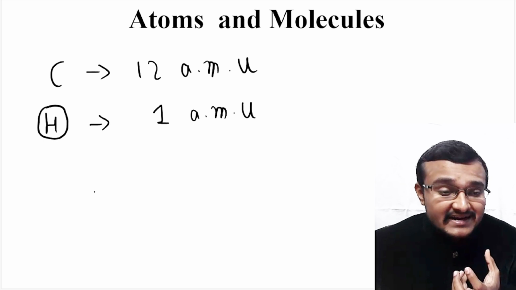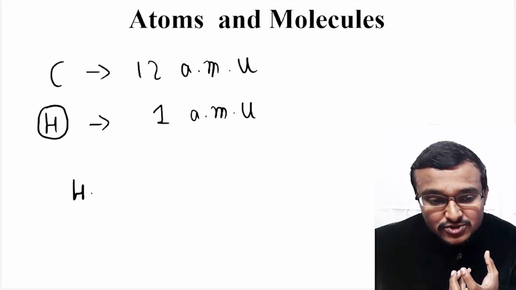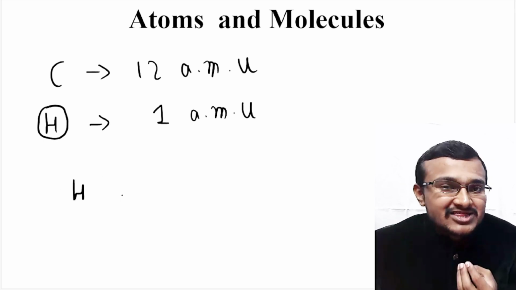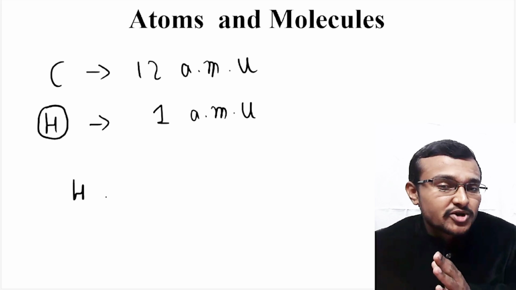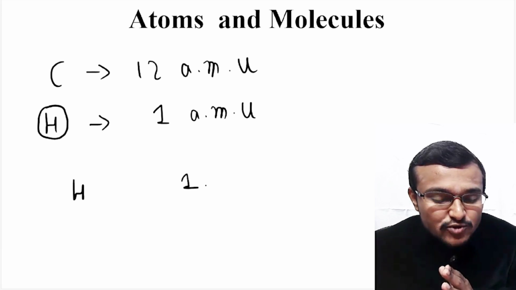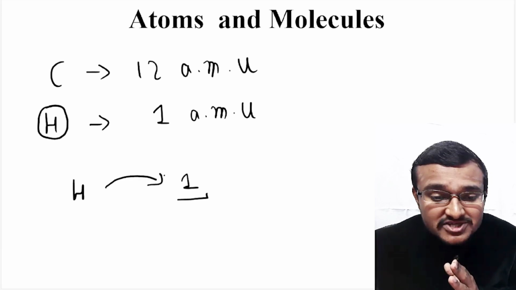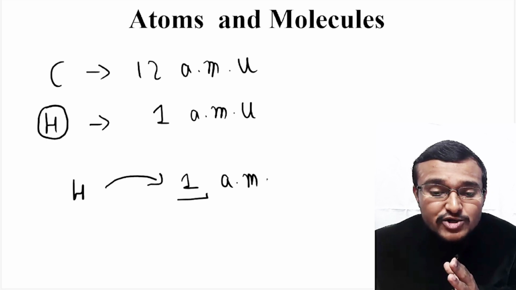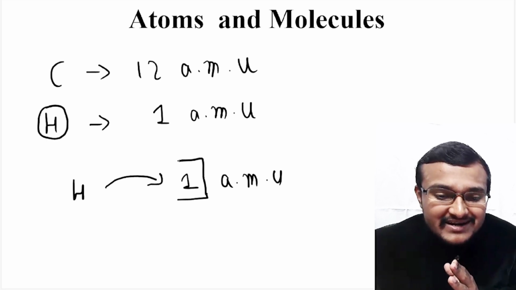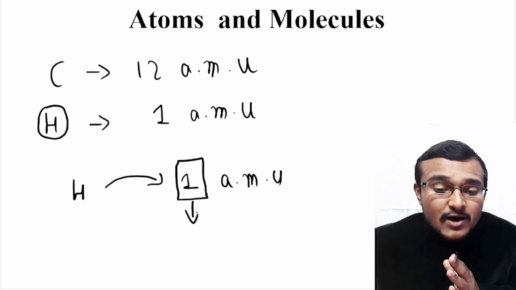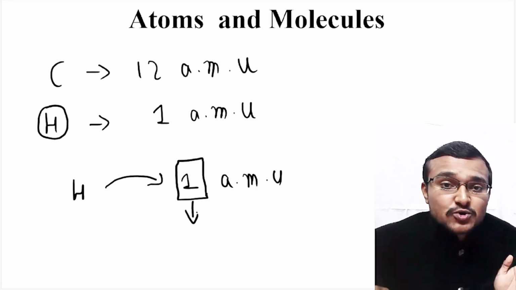Experimentally it was proven that the mass of hydrogen is actually 1/12 of the mass of carbon. So now 1 AMU means the mass of hydrogen is 1 AMU. So what do you mean by 1 AMU? 1 AMU represents 1/12 of the carbon-12 isotope.